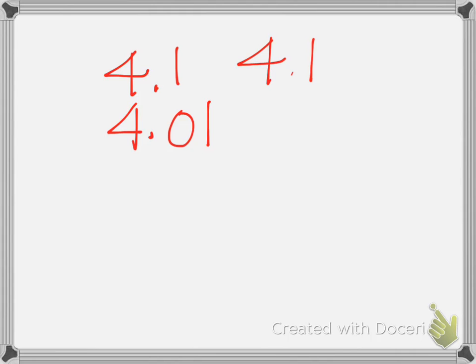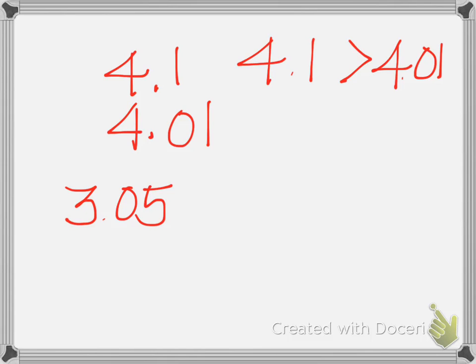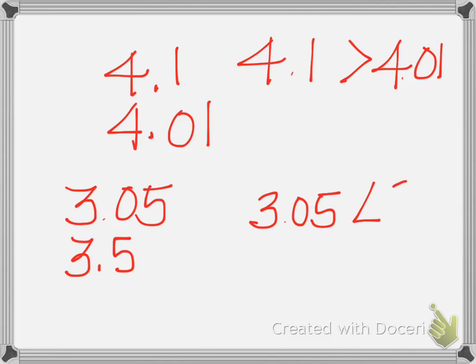So you've got 4.1, or 4 and 1 tenth, and then you have 4 and 1 hundredth. So which one is going to be greater? Well, the 4.1 is going to be greater than the 4.01. The next number you have is 3.05, or 3 and 5 hundredths, compared to 3.5, or 3 and 5 tenths. Well, as you can see, the 3.5 is going to be greater than the 3.05.